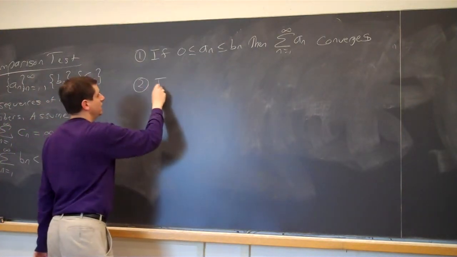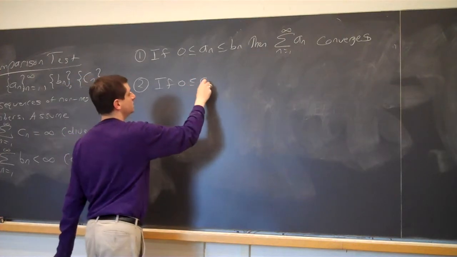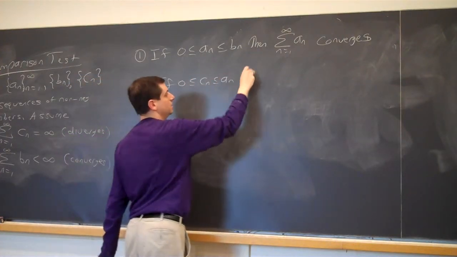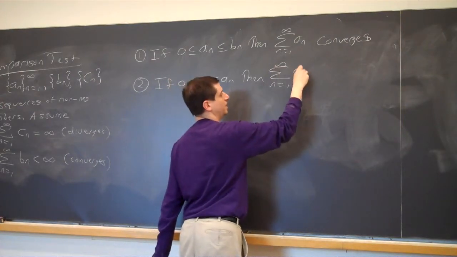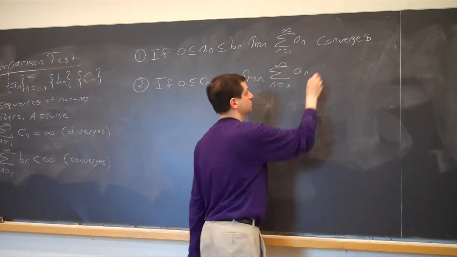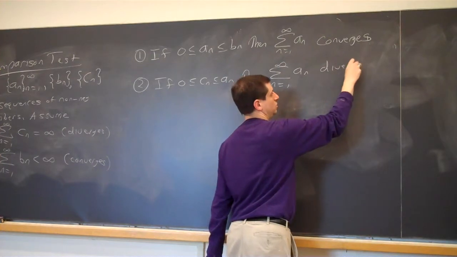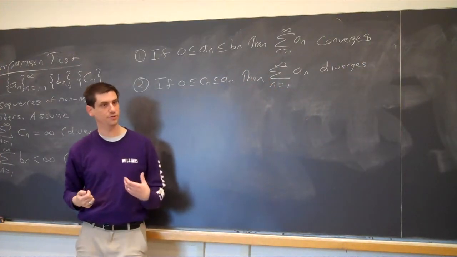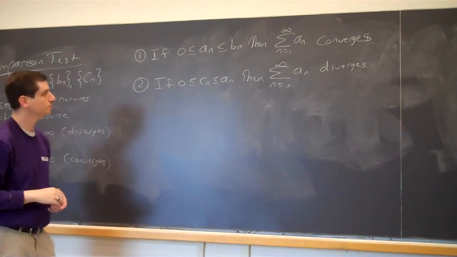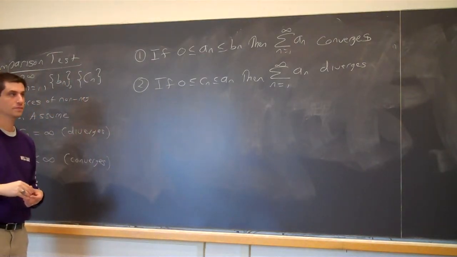Okay, good. So if 0 is less than or equal to Cn, which is less than or equal to An, then what do we deduce about the sum of An? It diverges. So term by term, I'm larger than something that diverges, therefore I must diverge. But what does it mean for An to be greater than infinity?